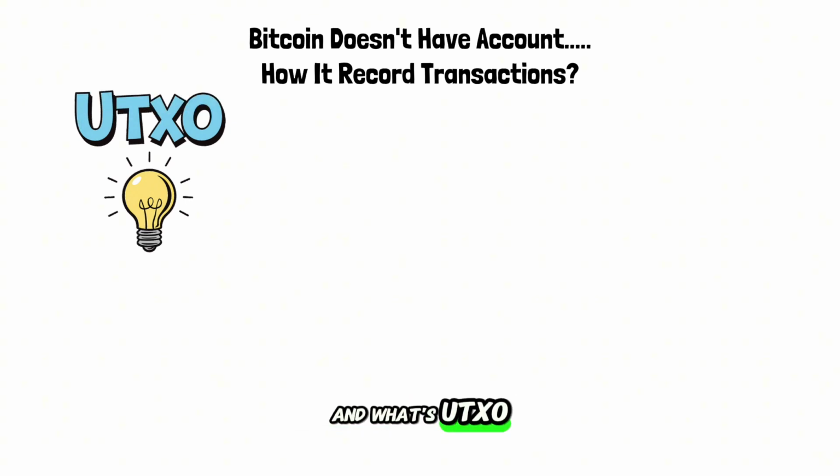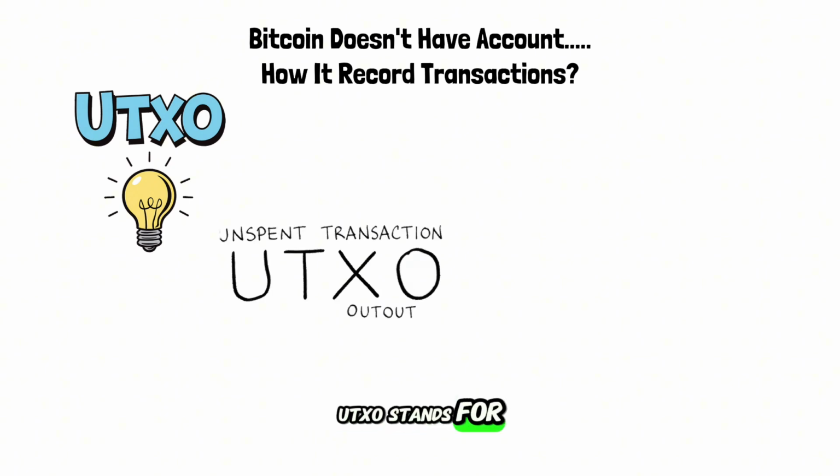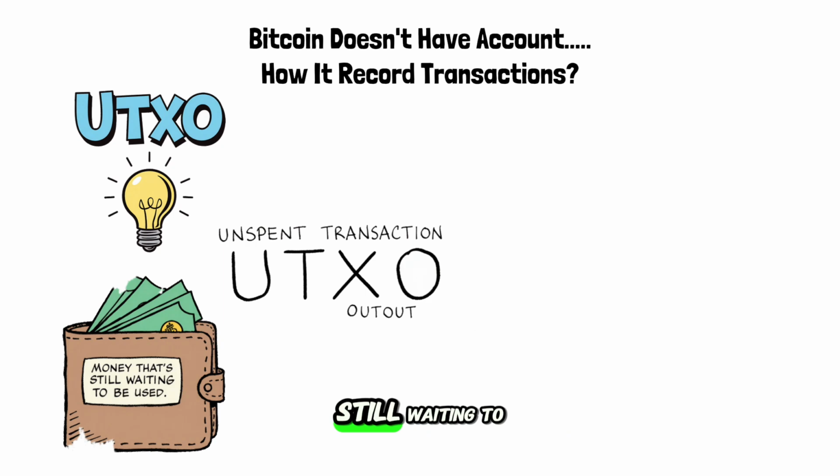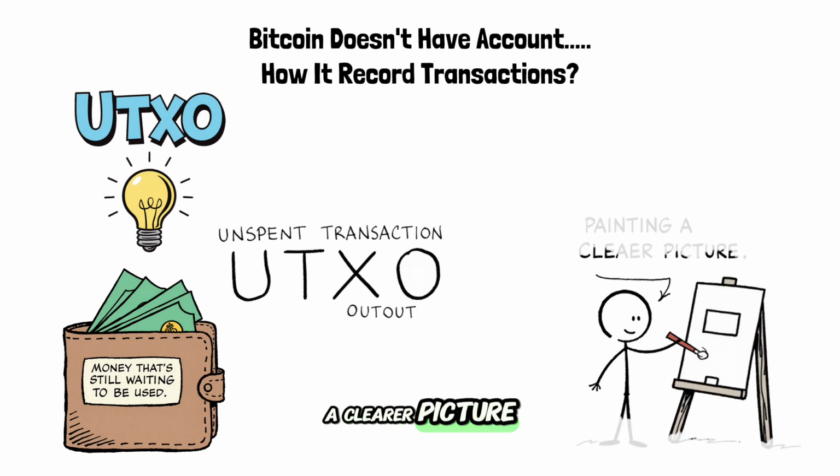And what's UTXO? UTXO stands for Unspent Transaction Output. Sounds kinda fancy, but it's just a way to say the money that's still waiting to be used. Let me paint a clearer picture with an example.